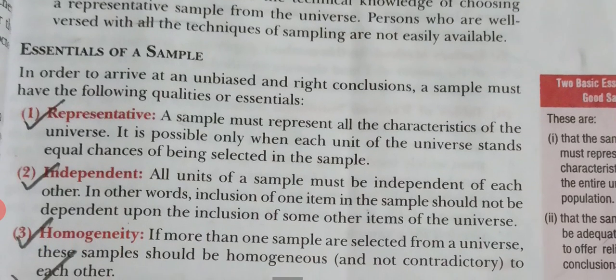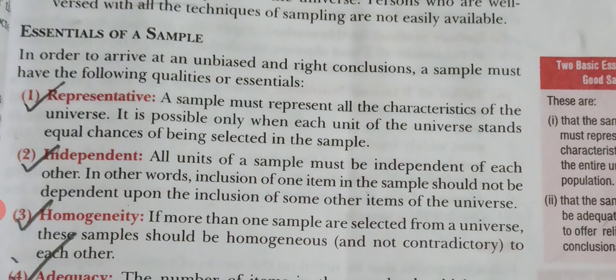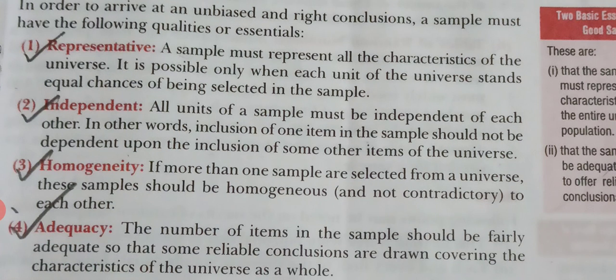Next is essentials of a sample. So what are the essentials of a sample? First is representative. When any sample is selected, it must represent the characteristics of the entire universe or population. Suppose you are going to a slum area and selecting households. Those households should represent the entire area or all the households of that area. Next is independent. All the units of the sample must be independent of each other. In other words, inclusion of one item in the sample should not depend on the inclusion of another item in the sample. Next is homogeneity.